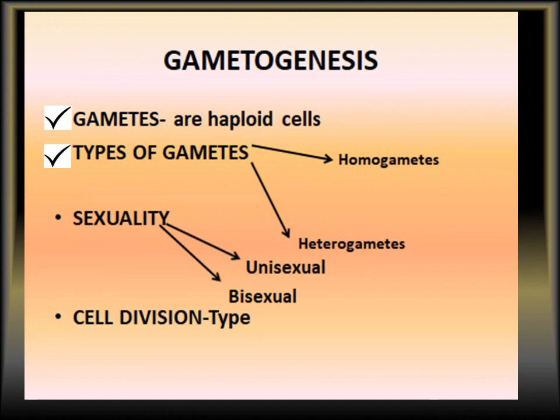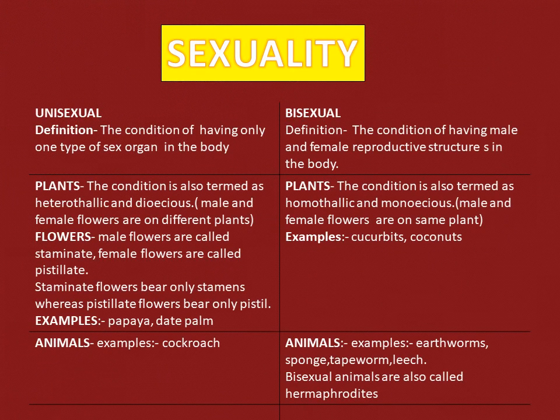Gametogenesis. We have already finished learning two topics in this section: gametes and types of gametes. Now we will study sexuality: unisexual and bisexual. Unisexual. The condition of having only one type of sex organ in the body is called unisexual.